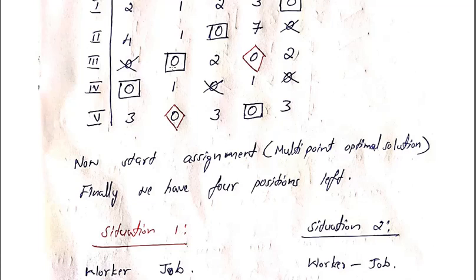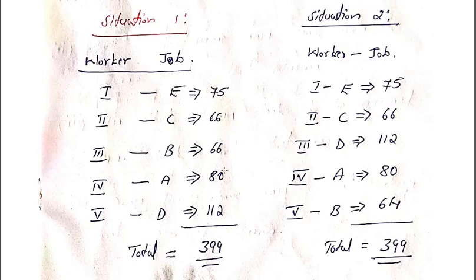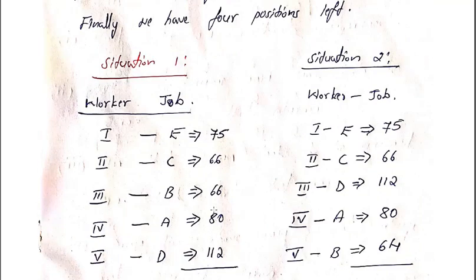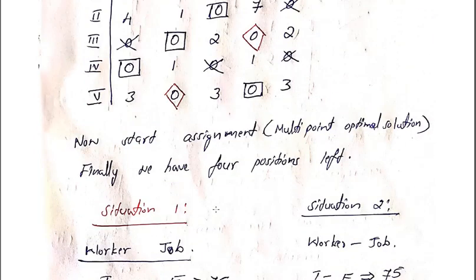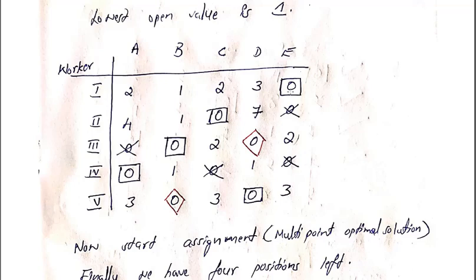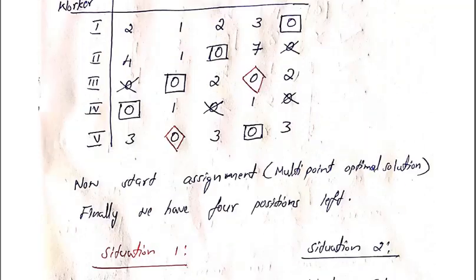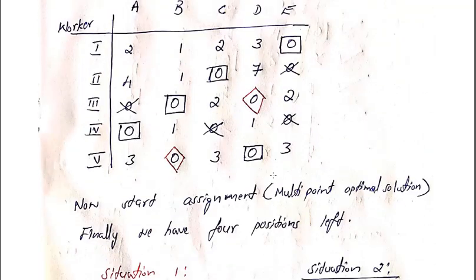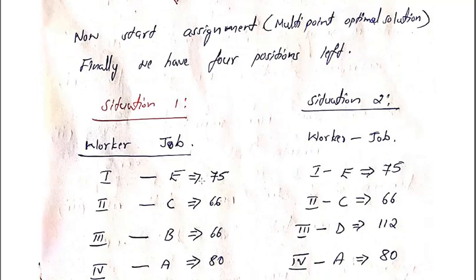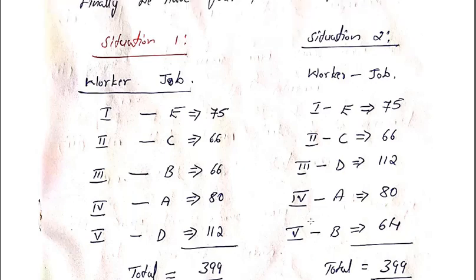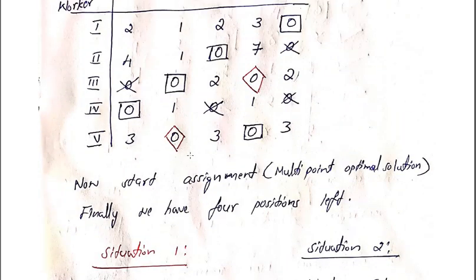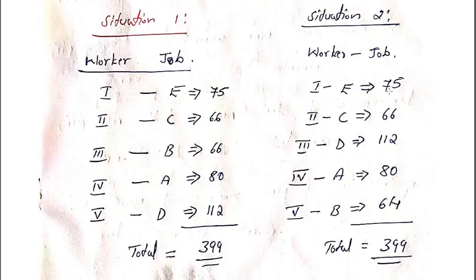So what happens when we use the second position in the third row as well as the fourth position in the fifth row? So that is situation 1. So total is 399. Similar way for the second situation we select 1 equal to E, 2 equal to C, 3 equal to D, and 4 equal to A, and 5 equal to B. So slightly we'll change the positions here because we have selected the second situation where we have these allocations. So finally find out the total value, that is 75. Add all those, we'll get the minimum value as 399.